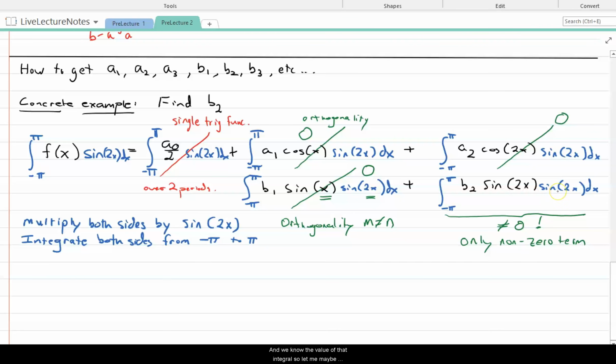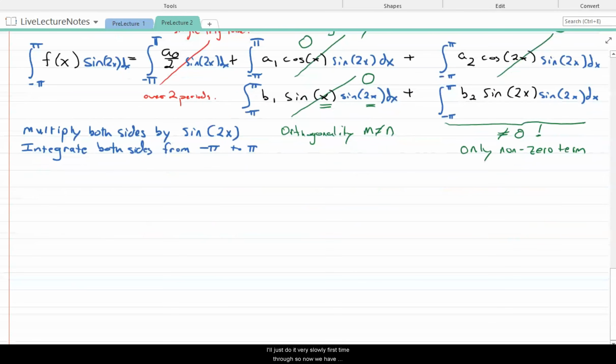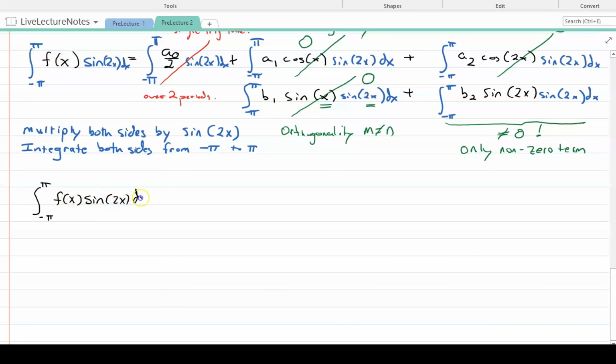And we know the value of that integral, so maybe I'll just do it very slowly the first time through. So now we have this equation: the integral from minus pi to pi of f of x sine of 2x dx is equal to, let me bring the b2 out front, b2 times the integral from minus pi to pi of sine of 2x sine of 2x dx. And this integral is equal to pi.